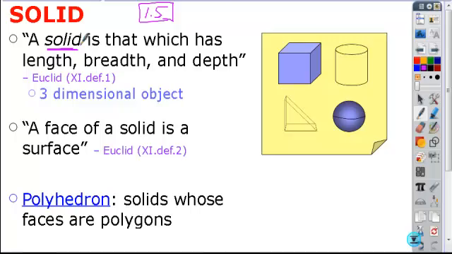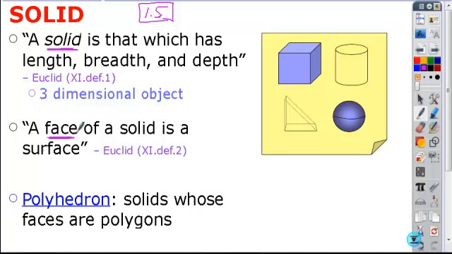And a solid is just something that encloses space. It encloses 3 dimensions of space: length, width, and depth. So any 3-dimensional object would be considered a solid. It doesn't have to fit into a subcategory quite yet, but we are going to talk about some categories of solids. Okay, the other terms that you need to be aware of is the faces of a solid.